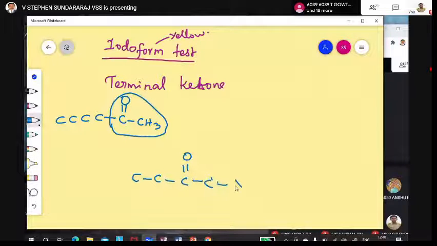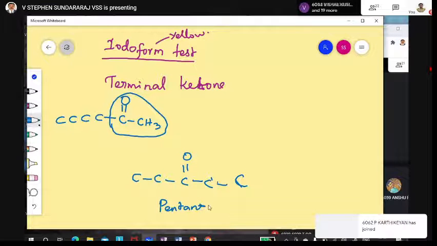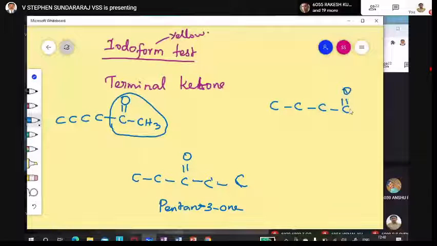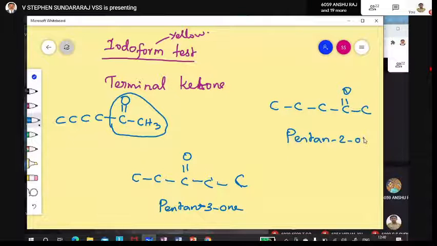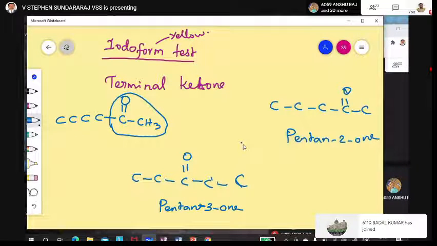Suppose this is what? This is a ketone. This is pentan-3-one. And what about this one? This is also a pentanone, but pentan-2-one. They are asking to distinguish between these two.